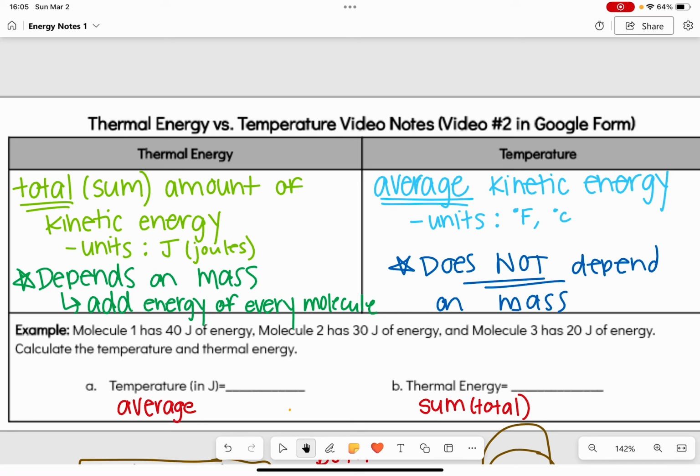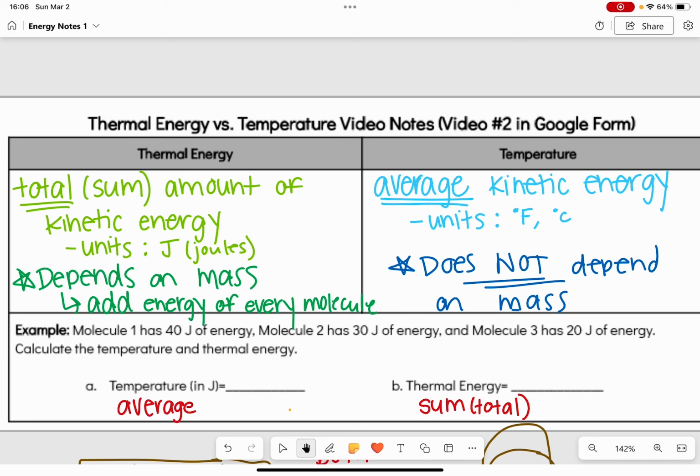So thermal energy is the total or sum of kinetic energy. What that means is for every molecule that an object has, we are adding its individual amount of energy together, and that's going to give us our thermal energy. Because it depends on how many molecules there are, thermal energy actually depends on the mass, the size of the object.